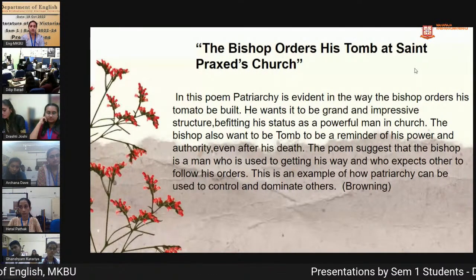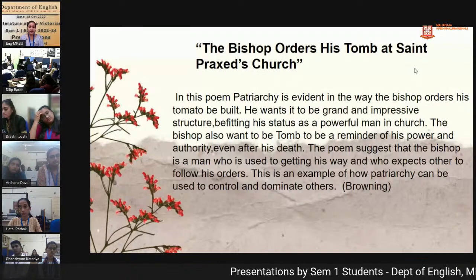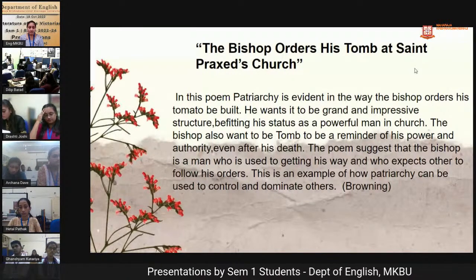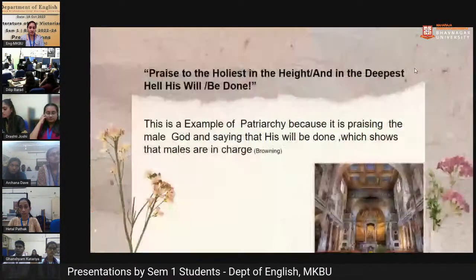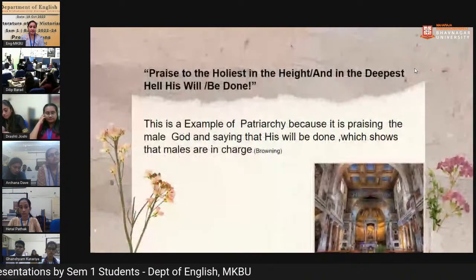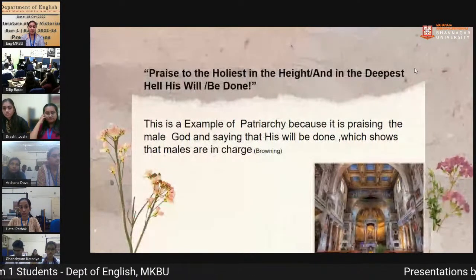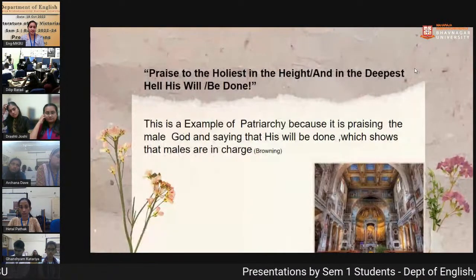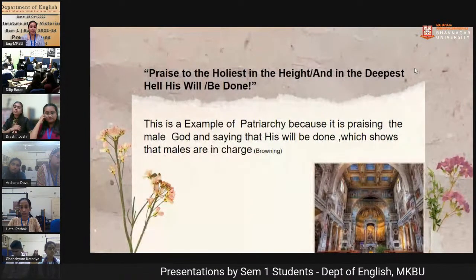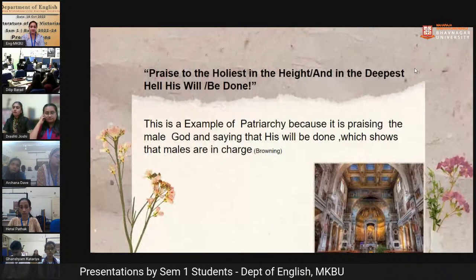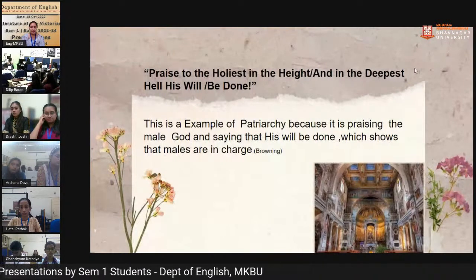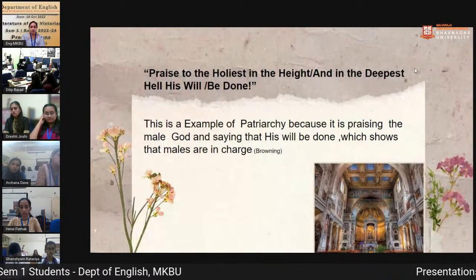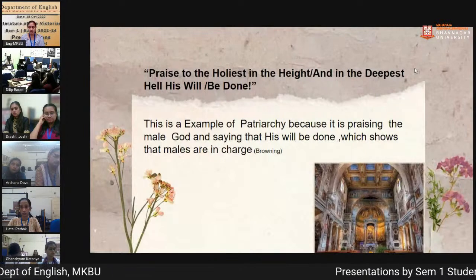Patriarchy is a social system in our life. This is a stanza of the poem: praise to the holiest in the highest, and in the deepest hell, his will be done. This is an example of patriarchy because it is praising the male god and saying that his will be done, which shows that males are in charge.